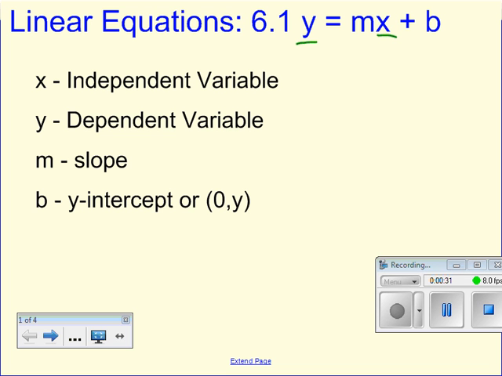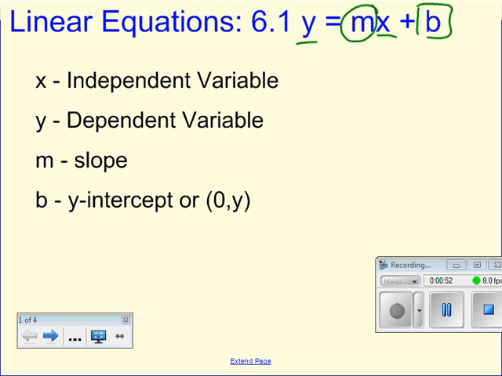Just to make sure we know which is which, this is my y and x, and the linear equation expresses how these two interact together. So how is y affected by the x? In this case, it's affected by the slope, m, and also where it hits the y-axis, that y-intercept, which is b.